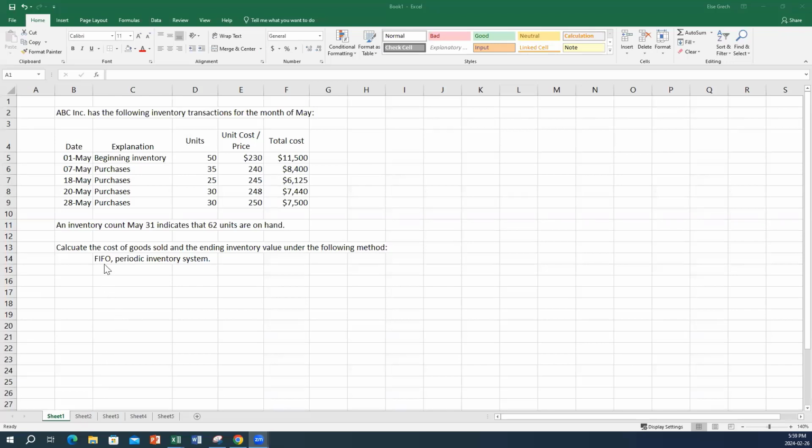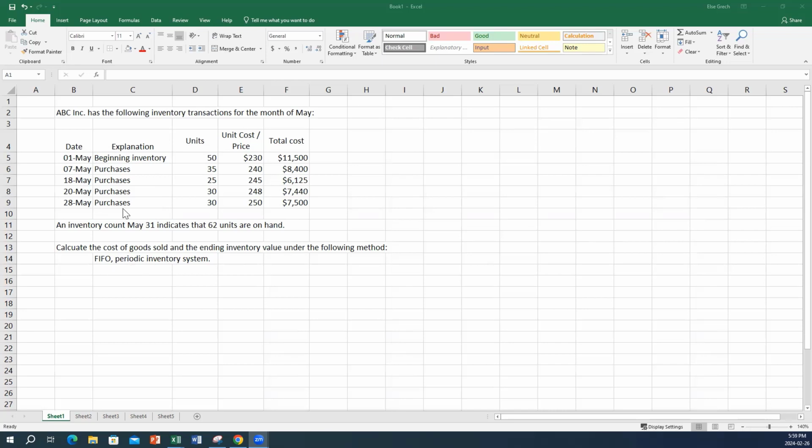We're going to work on costing inventory under the periodic inventory system using FIFO. So we have ABC Inc., and they have the following inventory transactions for the month of May. We've got beginning inventory at 50 units, $230 each. But then we have 4 purchases that happen throughout May. An inventory count at May 31st indicates that 62 units are on hand at the end of the period. So we want to calculate the cost of goods sold and the ending inventory value using the FIFO periodic inventory system.